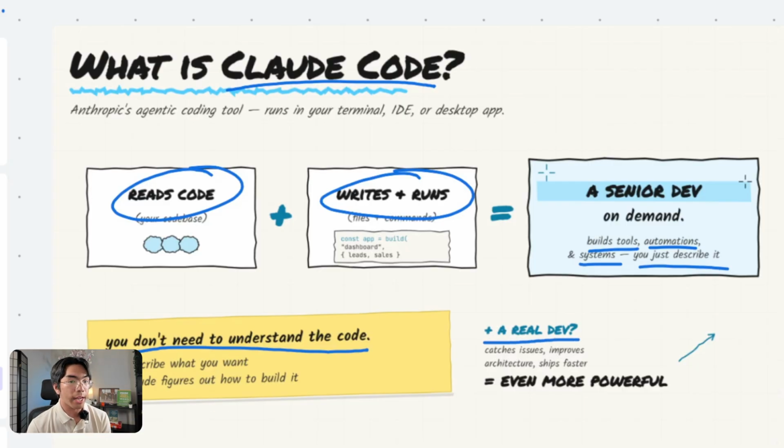Now, when you pair this with an actual developer, Claude Code gets even more powerful. That's because a developer can understand the architecture behind what Claude Code generates. They can catch issues, improve the structure, and build faster and more efficiently than either one could alone. Even without a developer, a business owner alone can get a lot done. And that's what I'm going to be talking about here.